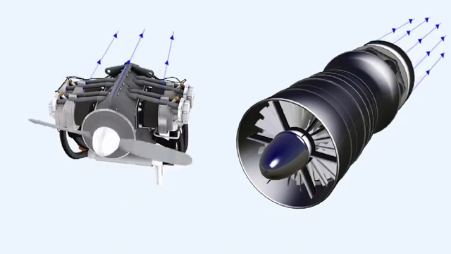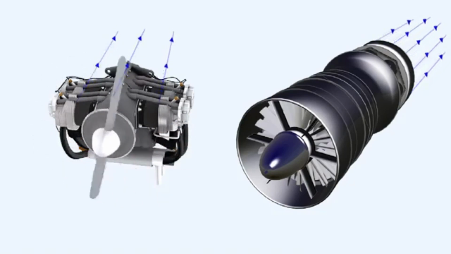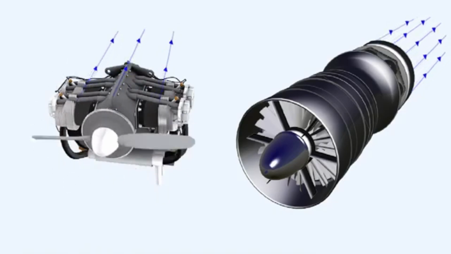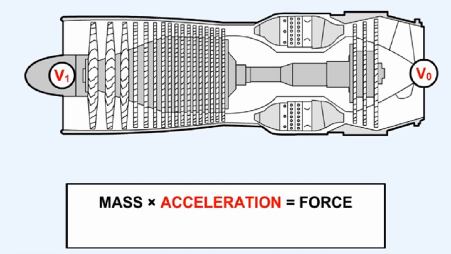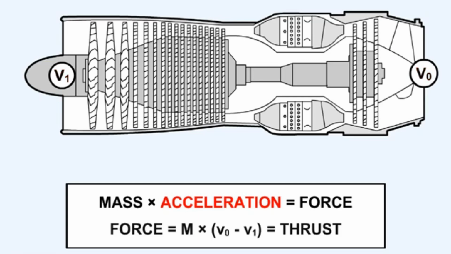The principle of the gas turbine engine is basically the same as that of the piston engine propeller combination. They both propel a mass of air backwards. Mass times acceleration equals force. In a gas turbine engine, the mass, m, mentioned in the equation, is the air delivered by the compressor. The acceleration in the equation is the difference in the outlet velocity of the air, V0, to that of its inlet velocity, V1, due to the addition of heat energy. Force equals mass times V0 minus V1, which equals thrust.